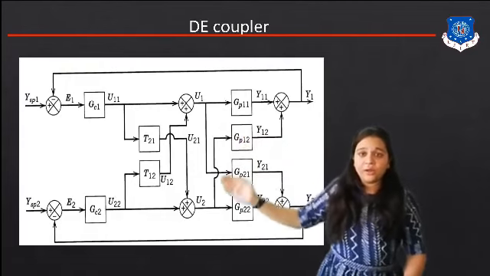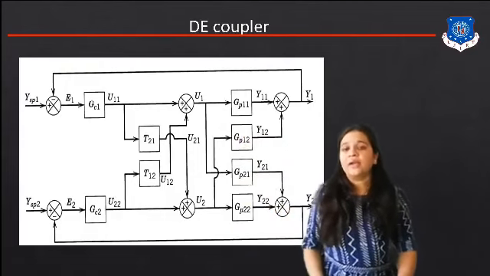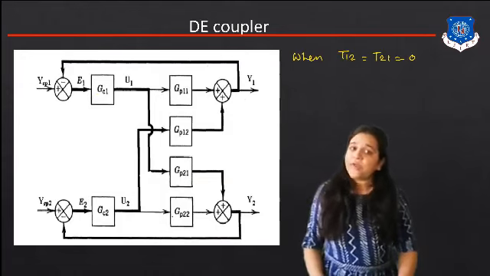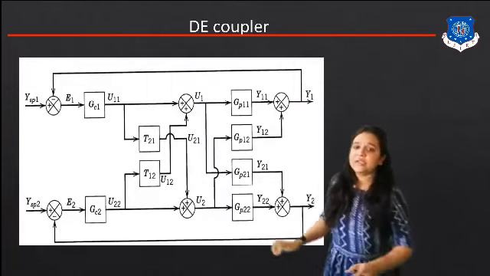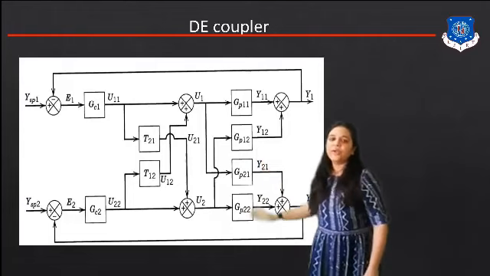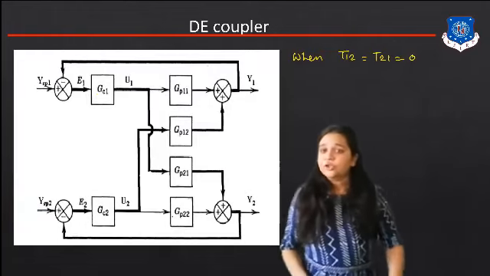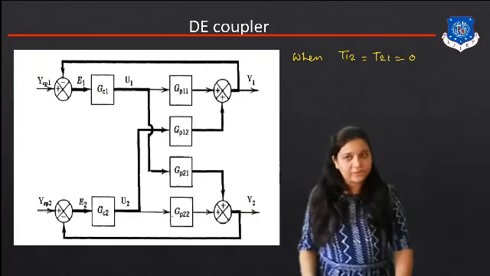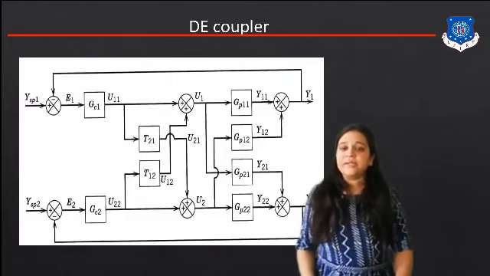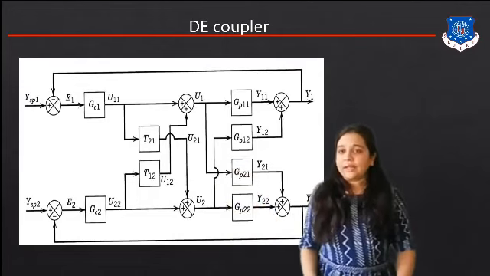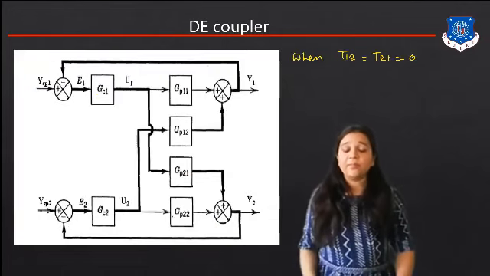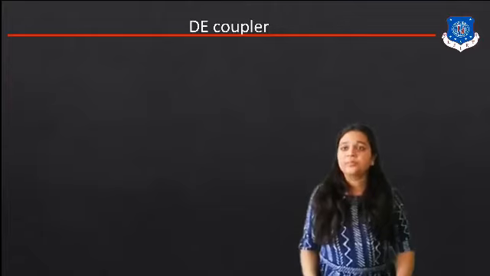There are 4 different systems connected in this diagram. So when T12 and T21 are equal to 0, using this diagram, if we put T12 and T21 equal to 0, we can get this type of MIMO system. Okay, clear? Simply we have to remove T12 and T21, so we can get this type of MIMO system.